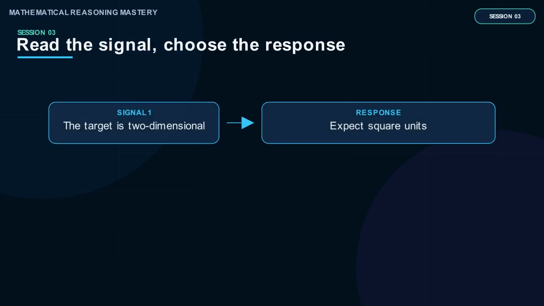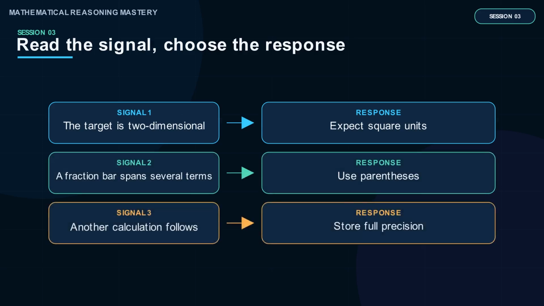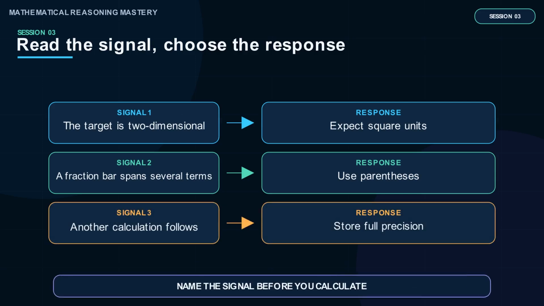Signal 1 is, the target is two-dimensional. Respond by remembering: expect square units. Name the response before calculating. Signal 2 is, a fraction bar spans several terms. In that case, use parentheses. The form tells you which tool fits. Signal 3 is, another calculation follows. Remember, store full precision. This separates plausible work from valid reasoning. If you cannot name the signal, pause and classify. A deliberate choice of method is usually faster than repairing a rushed setup.